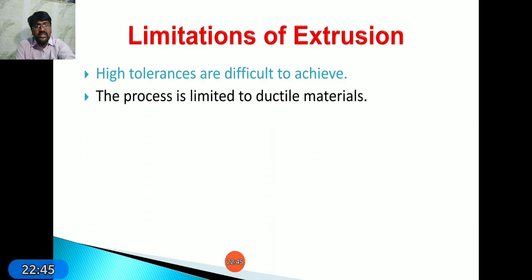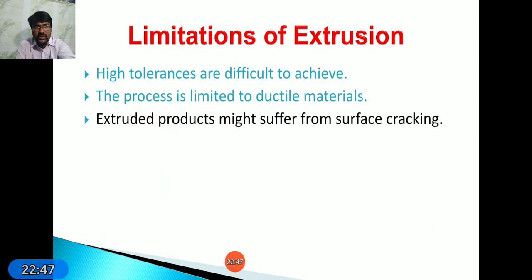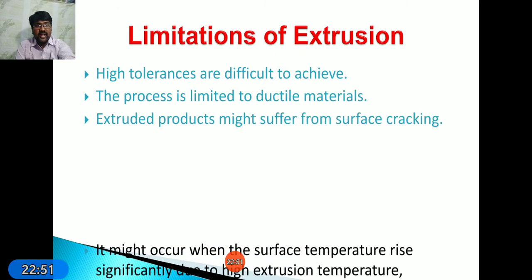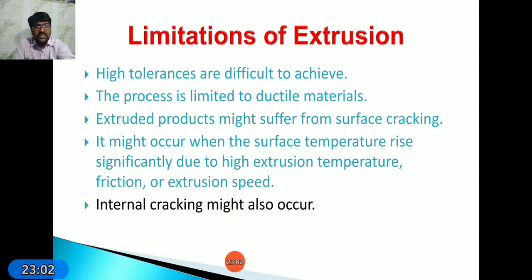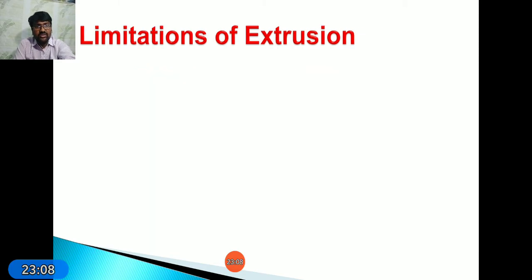The process is limited to ductile materials only. Extruded products might suffer from surface cracking. It might occur when the surface temperature rises significantly due to high extrusion temperature, that is, friction and extrusion speed. Next, internal cracking might also occur. These are the different limitations of the extrusion process.